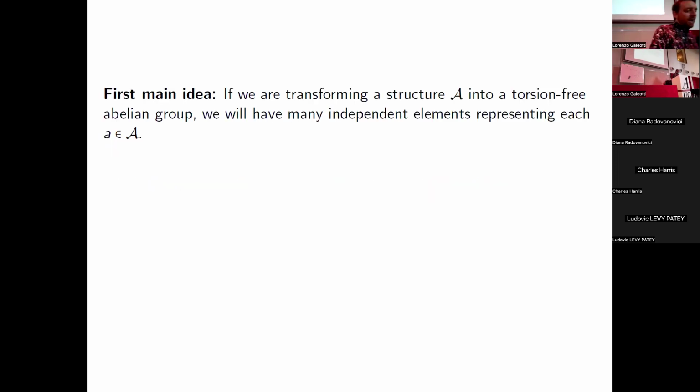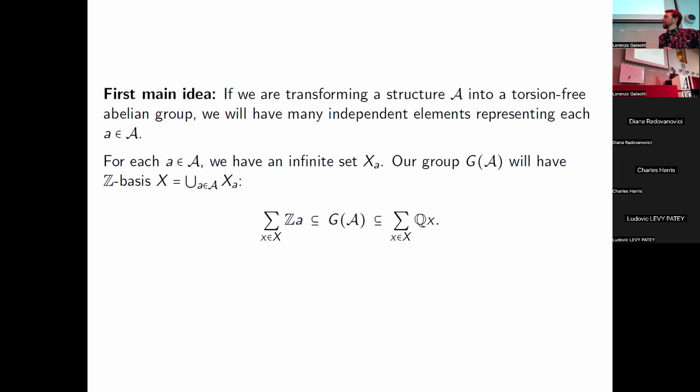Okay, so now I want to try to highlight some of the main ideas. So the first main idea is that if you're taking this structure and you're trying to transform it into a torsion-free abelian group, you're not just going to have one element in the group, one generator representing each thing in A. You're going to actually have a whole bunch of them. So for each element of the original structure, you're going to have an infinite set X sub that original element, and your group is going to use all of these as a Z basis. So these are going to be generators of your group.